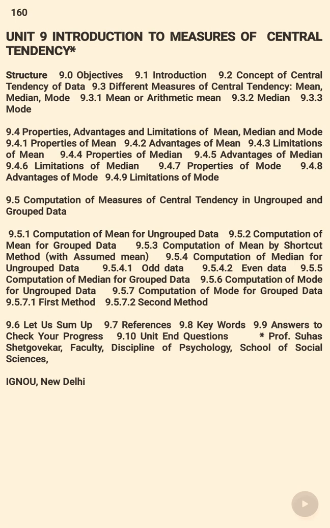Let us look to Unit 9, Introduction to Measures of Central Tendency.